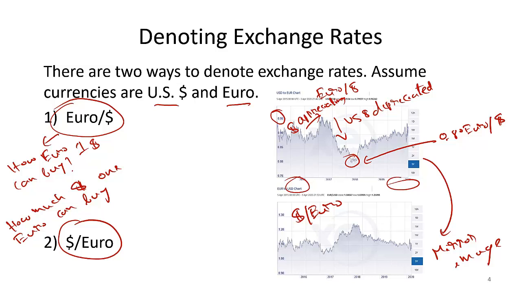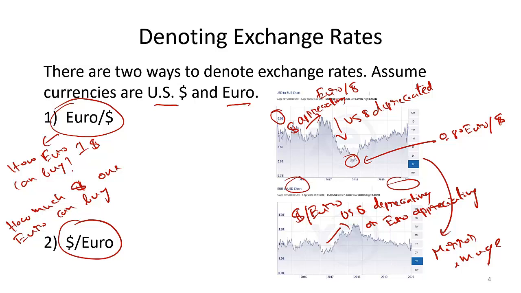Now in this case, when the graph is going up, which is the mirror image, the US dollar is depreciating, or the euro is appreciating. So you need to be very careful about whether you are measuring by euro per dollar or dollar per euro, because based on that your interpretation of these graphs will change.